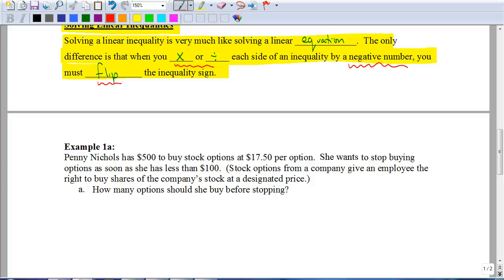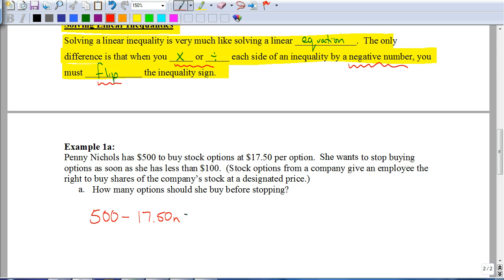Well, here's the situation. She has $500. And by the way, don't get hung up on buying stock. If you don't know anything about buying stock, that's totally fine. Just replace it with buying shoes or something else that you're interested in. But in this case, it'd be $500 is what you're starting out with. That's how much money she has available to buy or to spend. And so she's going to spend $7.50 per option.